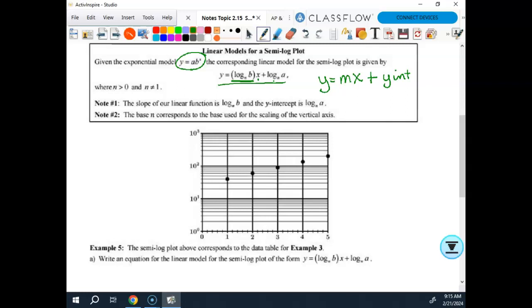So then it says here, the slope of our linear function is log base n of b, which is this part right here. And the y-intercept is log base n of a, which is basically what I just said. Now, the base n corresponds to the base used for the scaling of the vertical axis. I don't have millions of questions to look at, but I have not yet seen one where it wasn't base 10. I have a feeling they're going to keep it simple and basic, so base 10 is probably it, but that doesn't mean it couldn't be a different base. So just know that. But we'll be able to use base 10 here.